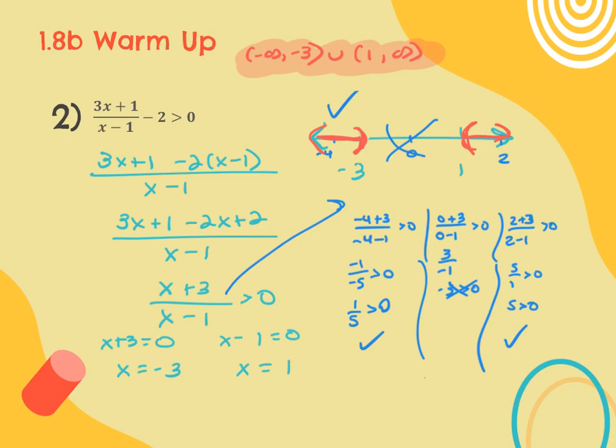All right, second one, same thing. You already have the 2 on the side with the other fraction, but you have to give it a like denominator, which is x minus 1. Distribute the -2. Solve, and I get -3 and +1. The in between did not work this time. So the parentheses are on the arrow pointing out.